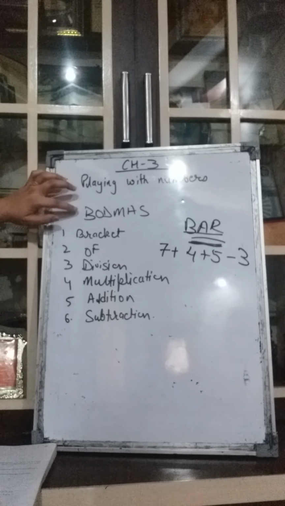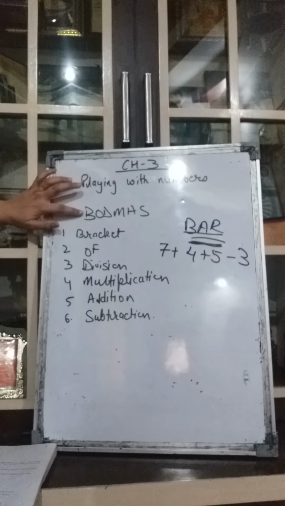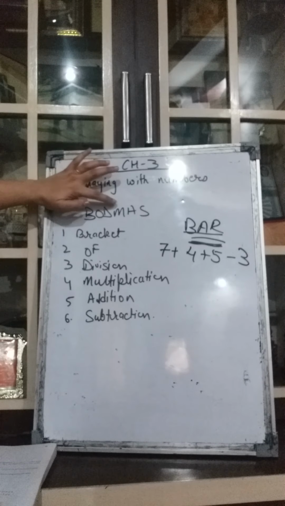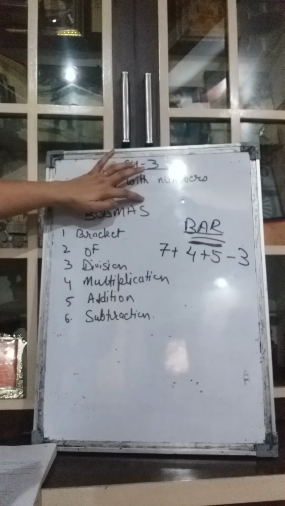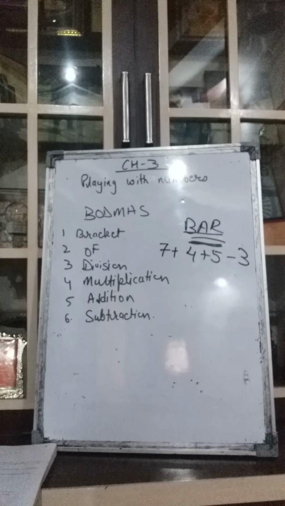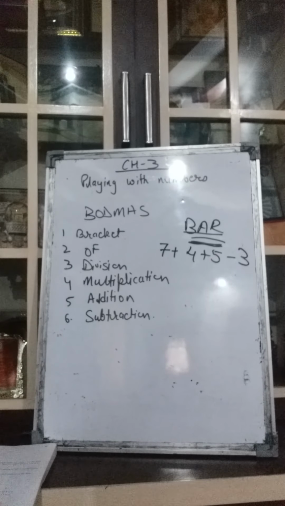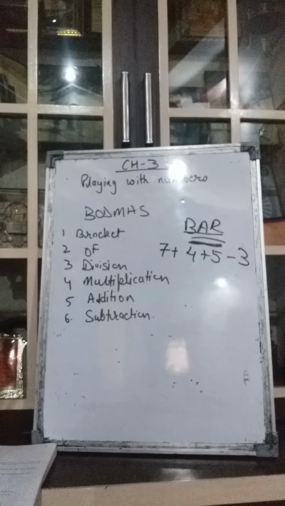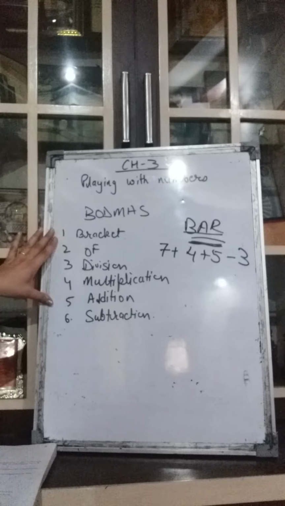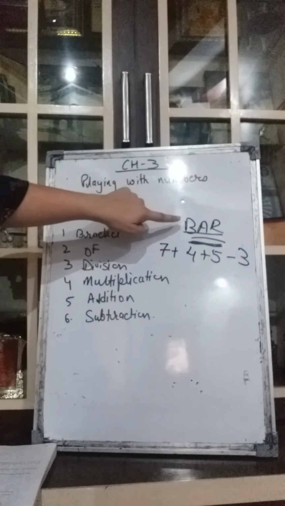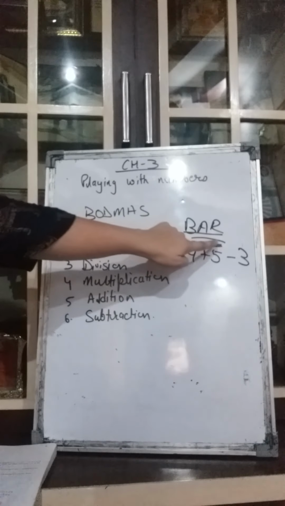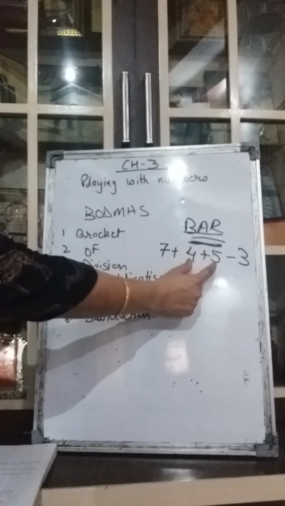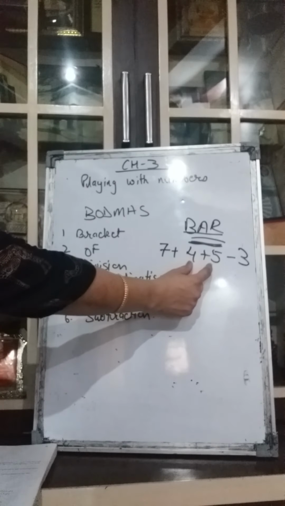What is the sequence? First we have to solve the bracket, then off if it is given in the equation, then division, multiplication, then addition, and last of all subtraction. Okay, then only your answer will come correct. We have to follow this sequence, BODMAS. Above that, there is one more thing which I want to tell you, that is the bar. If a bar is given on top of any two numbers, then that operation will be solved first.